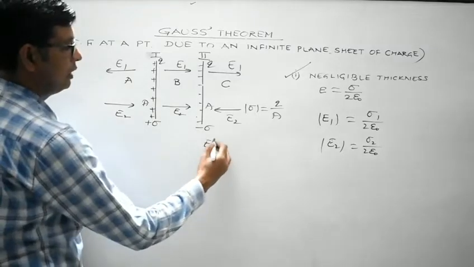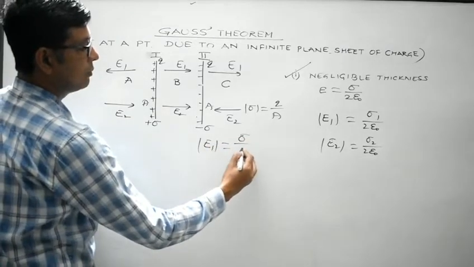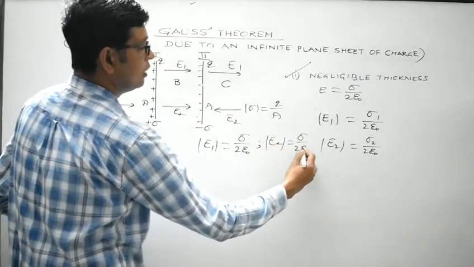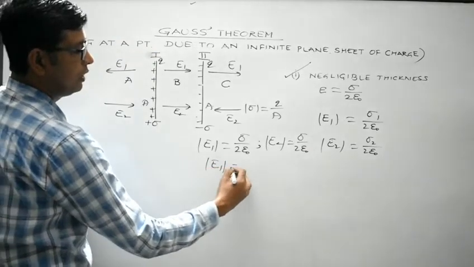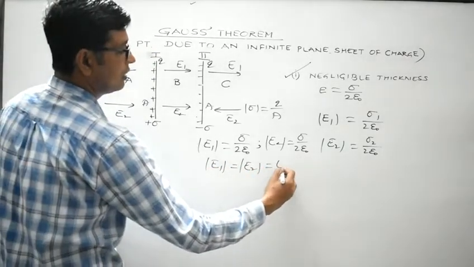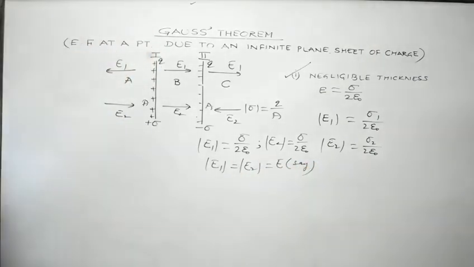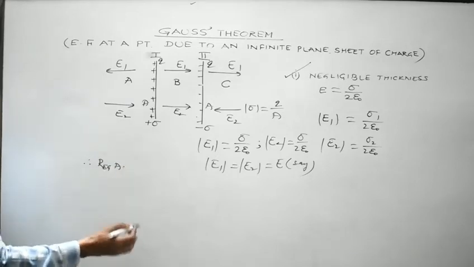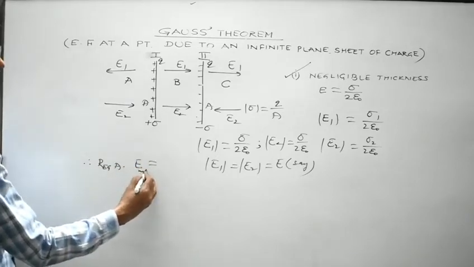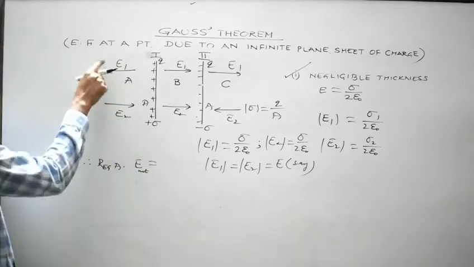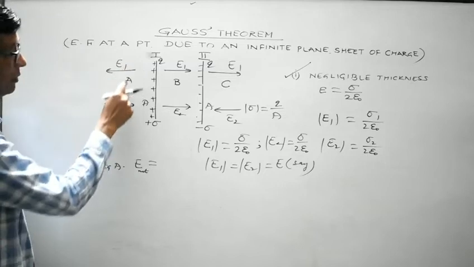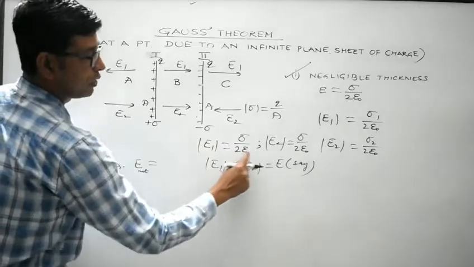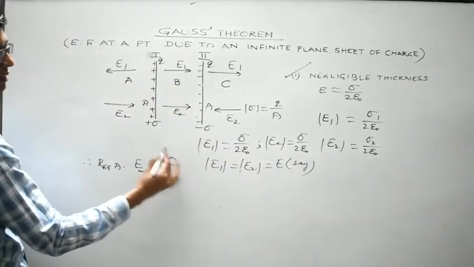Now we are aware E1 is equal to sigma by twice epsilon. E2 in magnitude is again sigma by twice epsilon. So the magnitudes of E1 and E2 are both equal, say E. Therefore, in region A, what is the net electric field? These two are of equal magnitude, but they are oppositely directed. They will cancel out the effect of each other. Both are of equal magnitude, but being oppositely directed, they will get cancelled out.